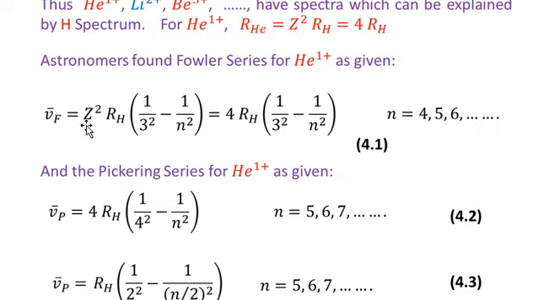Substituting the value of Z equal to 2 for the helium atom, we have on the right hand side that nu bar F will be equal to 4 times the Rydberg constant of the hydrogen atom, and within the parentheses we have 1 over 3 square minus 1 over n square. And for this Fowler series we have n equal to 4, 5, 6 and so on. So this is the Fowler series.